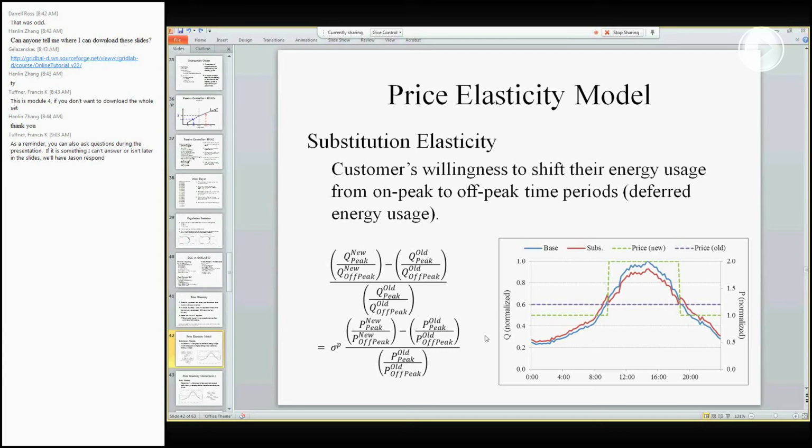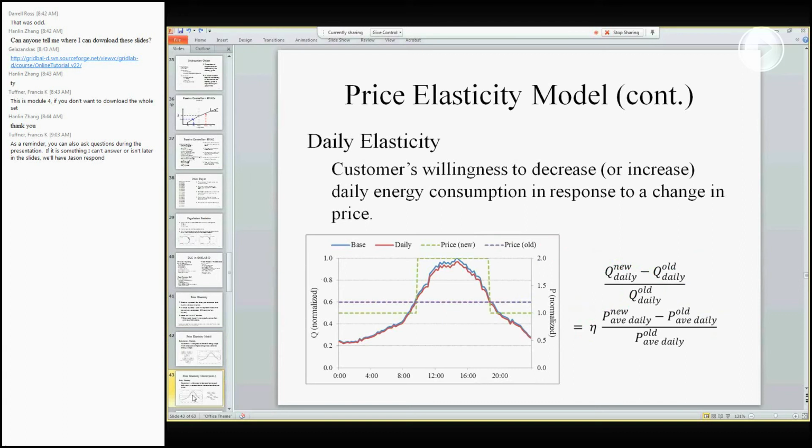So this is really just looking at how consumers will move their load from one time period to another. The second is what's called daily elasticity, and this is the effect of how consumers overall will decrease or increase their daily energy consumption in response to a change in price.